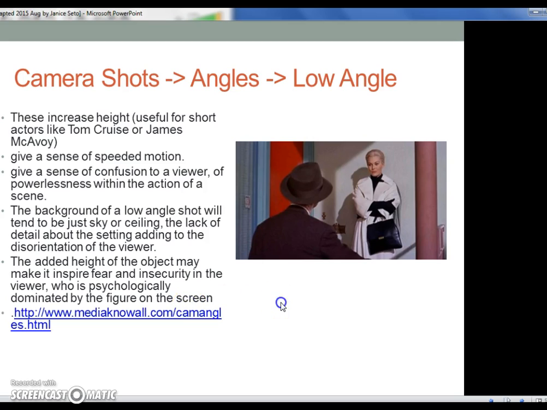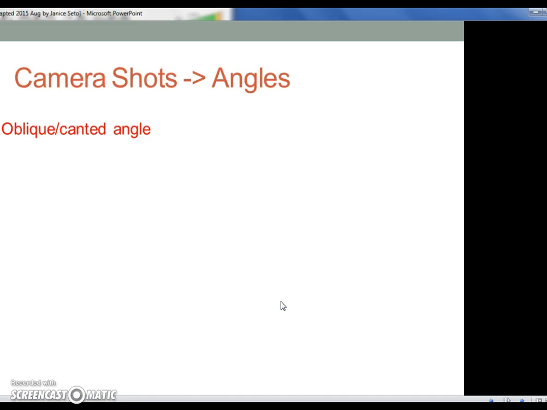Okay, so this is from Vertigo, and I'm going to pause it right here because I want to show you a clip in which all these different angles are incorporated. So let me just pause.